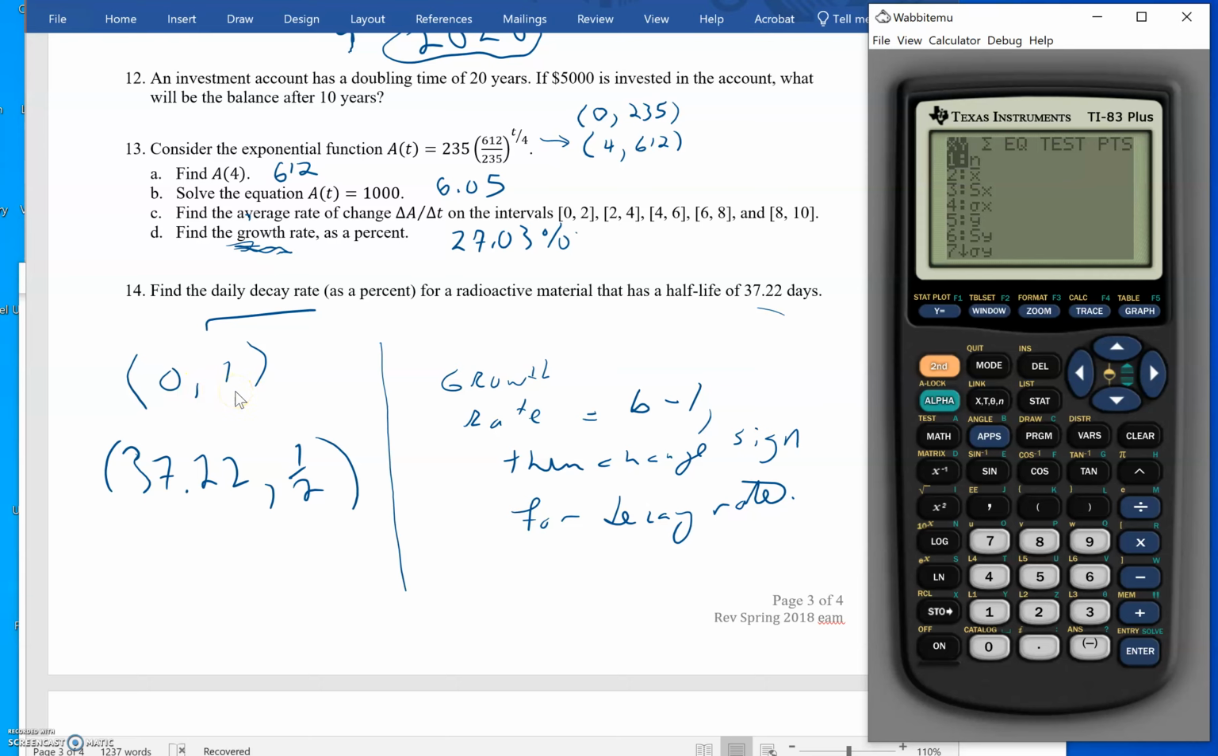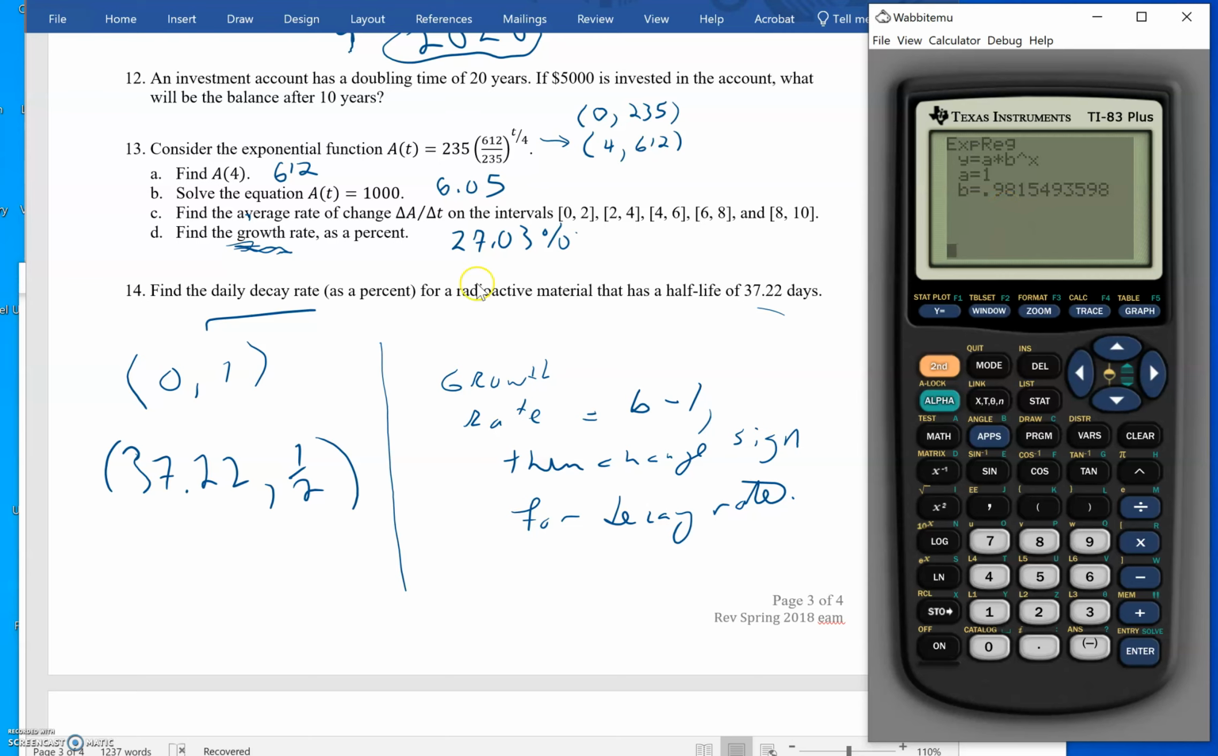Now I'm using 0 and 1 because, well, we always start at time 0 for this sort of problem, and since no initial amount is stated, we can assume 1 is our initial amount. And then half-life is given, so that means after 37.22 days we'll have half of what we began with, and since we began with 1, then we'll have 1/2 of that. Okay, so that's my data, and I then did the exponential regression with that data. And there it is.